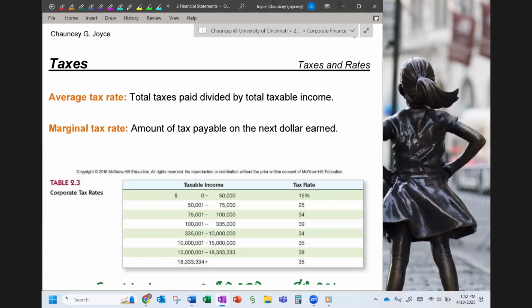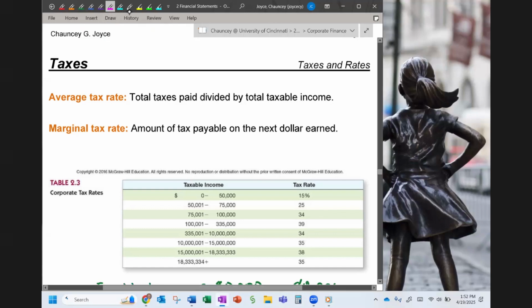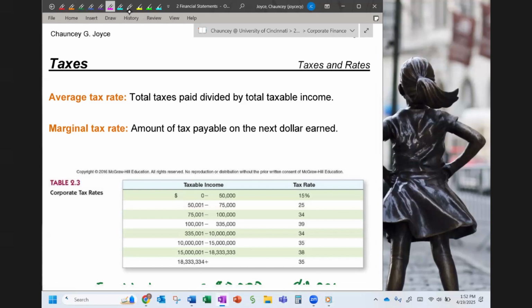Let's take a look at taxes, average and marginal taxes, and then I'll show you how to read this table and how to compute those. So the average tax rate is your total taxes paid divided by your total taxable income. Your marginal tax rate is the amount on the next dollar earned. So this table really just tells you the marginal tax rates.